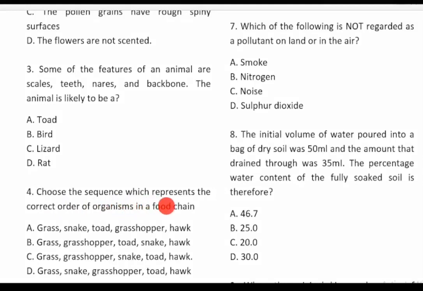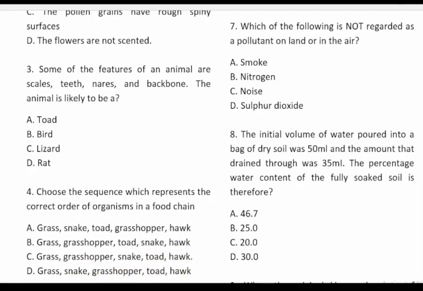And then we move to question 4. Choose the sequence which represents the order of organisms in a food chain. We have grass, snake, toad, grasshopper, hawk. Grass, grasshopper, toad, snake, hawk. Grass, grasshopper, snake, toad, hawk. Grass, snake, grasshopper, toad, hawk.